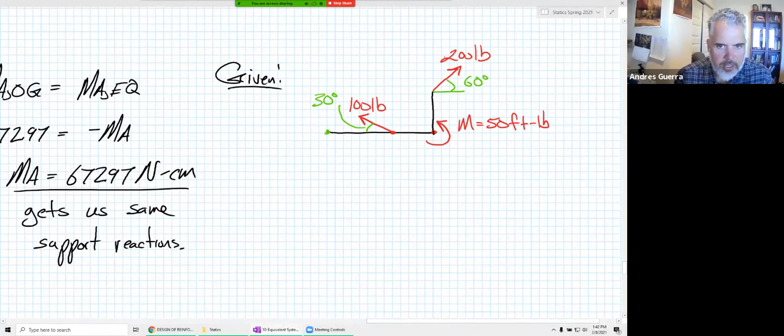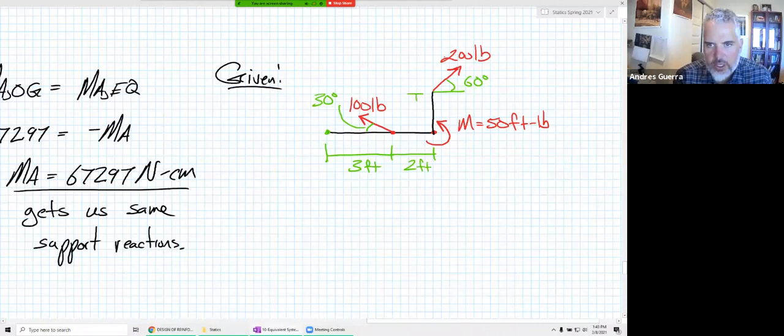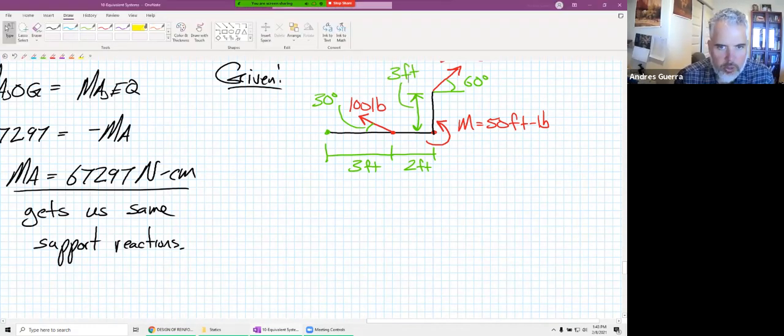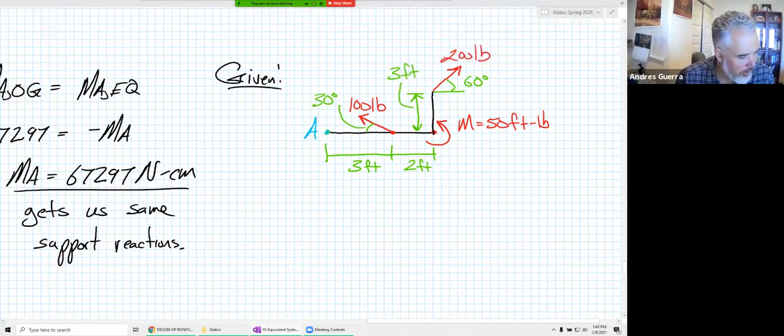And then we've got some horizontal distances here of 3 feet. Another horizontal distance here of 2 feet. And then we also have a vertical distance here that's equal to 3 feet. We can call this point at the far left point A. We'll call that point B. This is going to be point C. And then we can call this one up here point D.